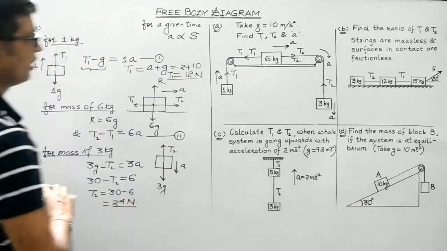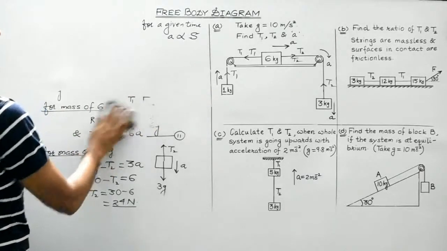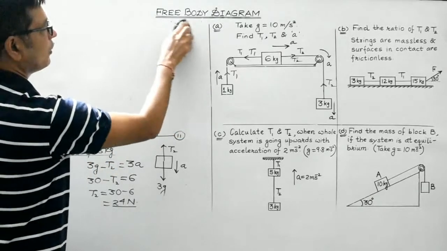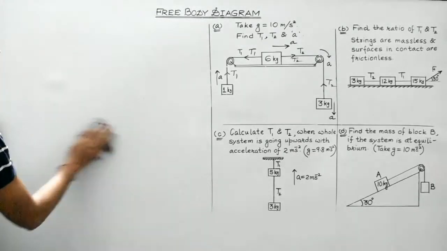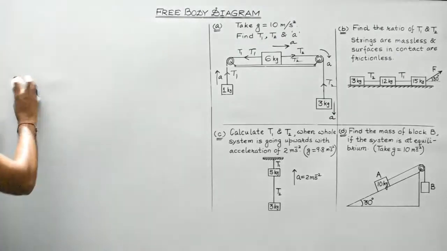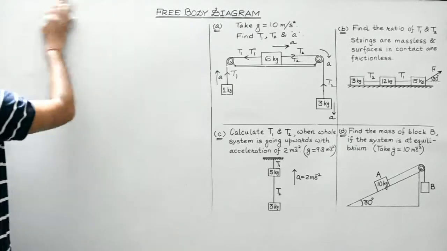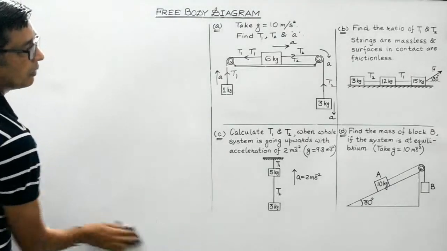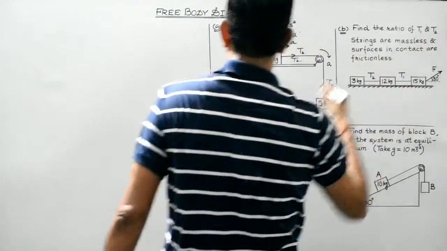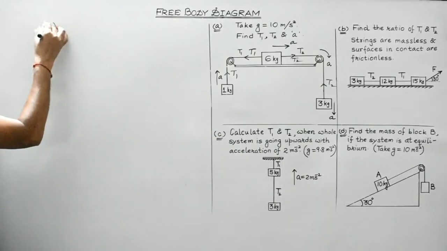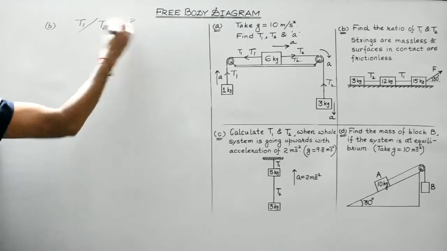Right? Okay. Let's consider question number B then. In question number B, we are supposed to find out the ratio of T1 and T2. And the strings are massless and surfaces in contact are frictionless. It is given. So the strings are inextensible and massless, and obviously the force of friction is considered to be negligible. We are supposed to find T1 divided by T2. This is to be obtained.